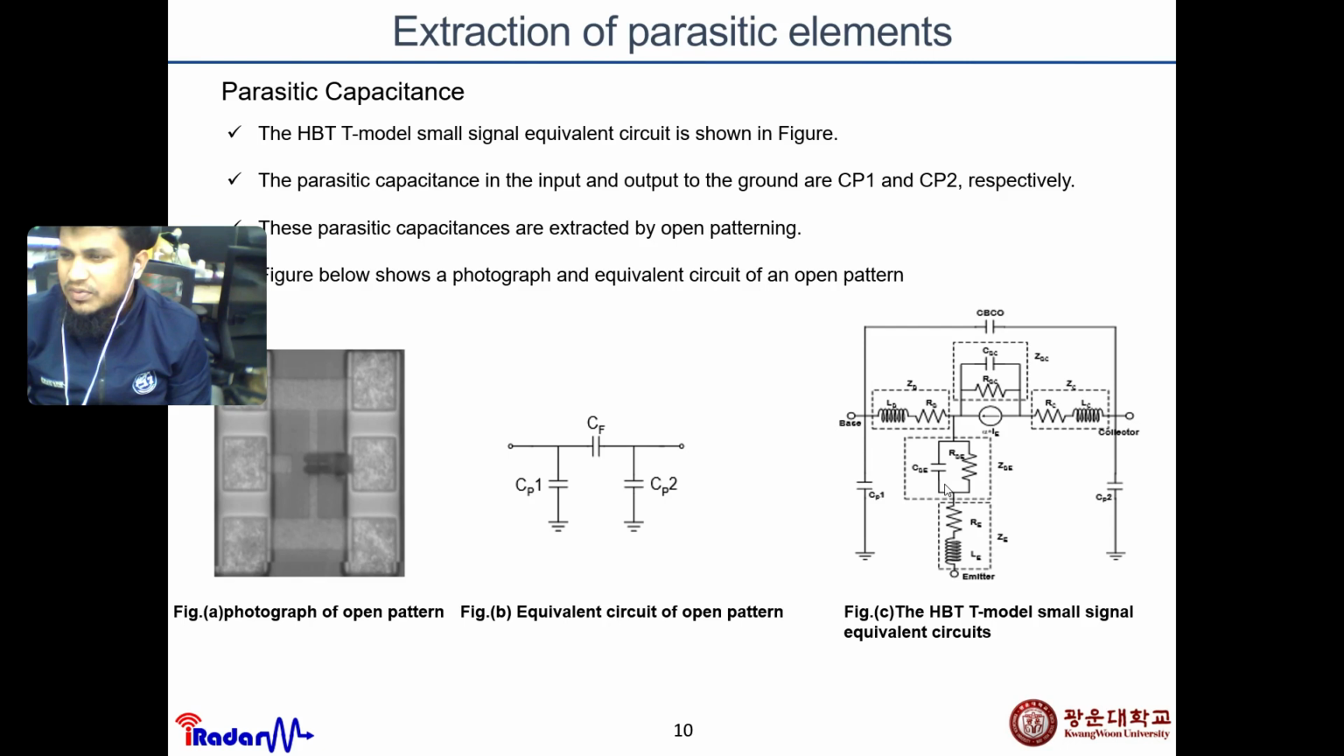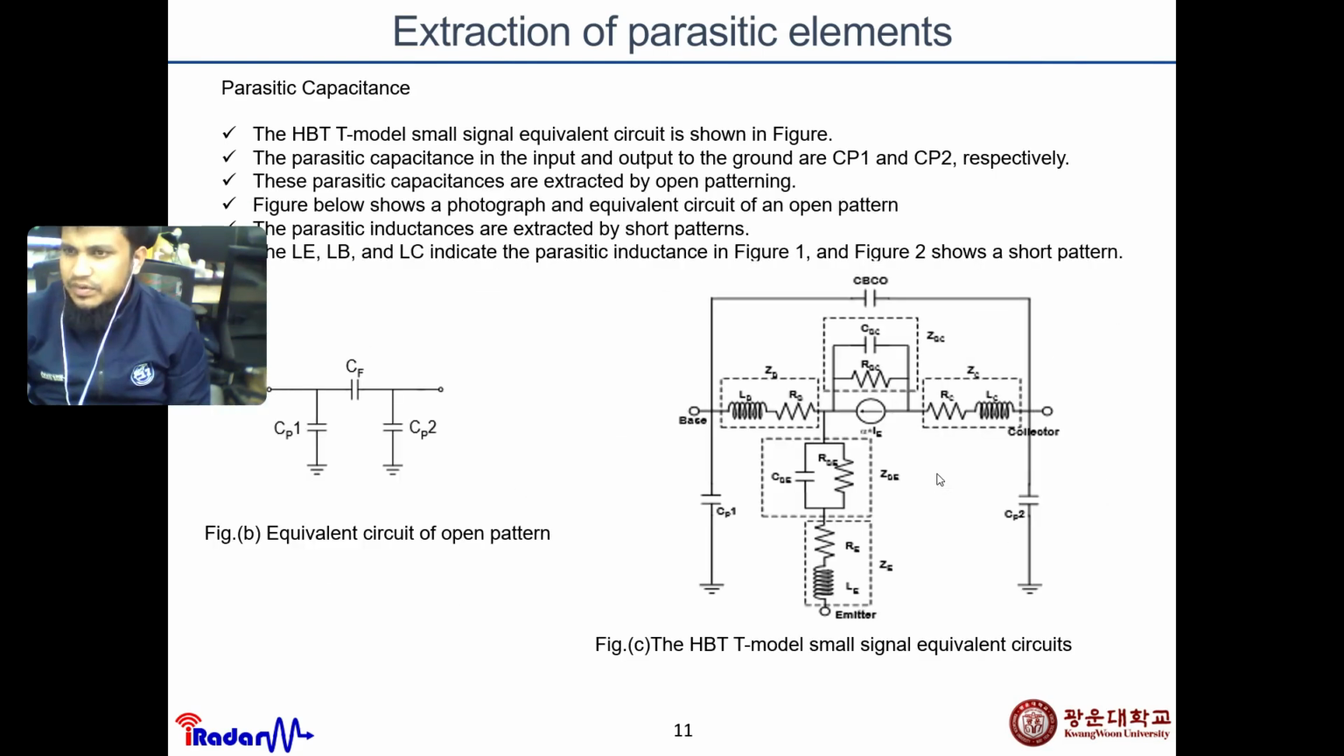In the T model we put all the capacitance with resistors, and in the series we add inductance with resistors, and in the parallel we give the connection with the resistors. So, extraction of parasitic elements.